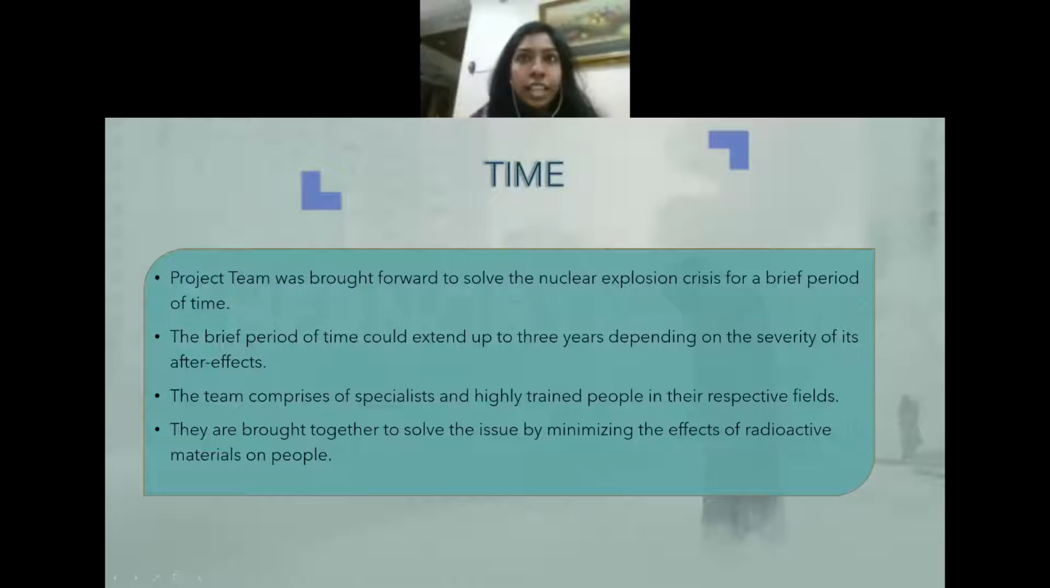In this case, it is very severe because the nuclear explosion caused some after effects to the people, which could result in birth defects and so on. So considering this whole situation, I think it could extend up to 5 years, depending on the severity of the case itself. The team comprises specialists and highly trained people in their respective fields. They are also brought together to solve this issue by minimizing the effects of the radioactive materials on the people themselves.